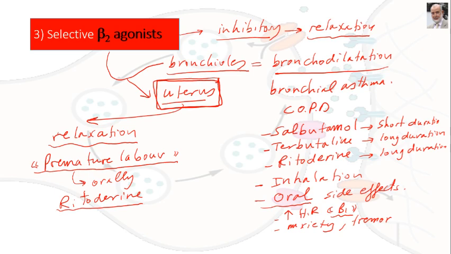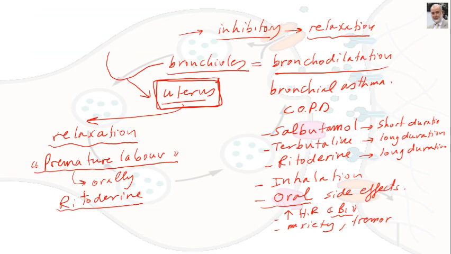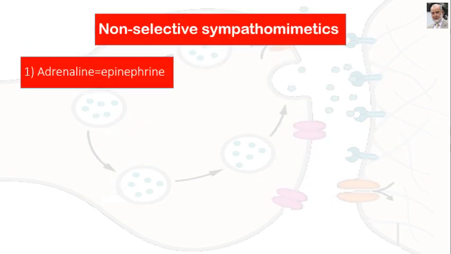Next group will be the non-selective sympathomimetics. By non-selective sympathomimetics, we mean that they have affinity to different types of adrenergic receptors, including beta-1, beta-2, and alpha-1 and alpha-2. So we start with adrenaline, which is known as epinephrine.